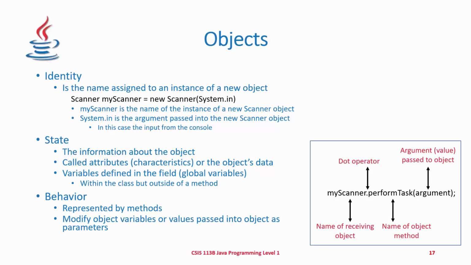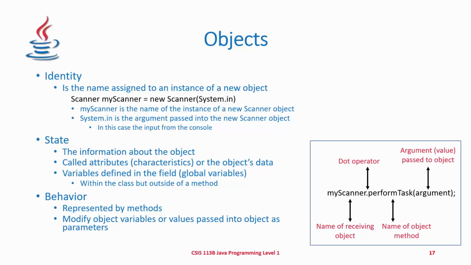And then behavior, as I said, is just basically the methods that we build into the class. They usually allow us to modify the variables or the fields that we've placed into that class, or any values that have been passed into the object as parameters. And then the graphic on the right there is just kind of breaking everything down for you. myScanner is the name of the receiving object. Then we have the dot operator, followed by one of the methods that make up that class, which is now part of our new object, myScanner. It's called performTask.